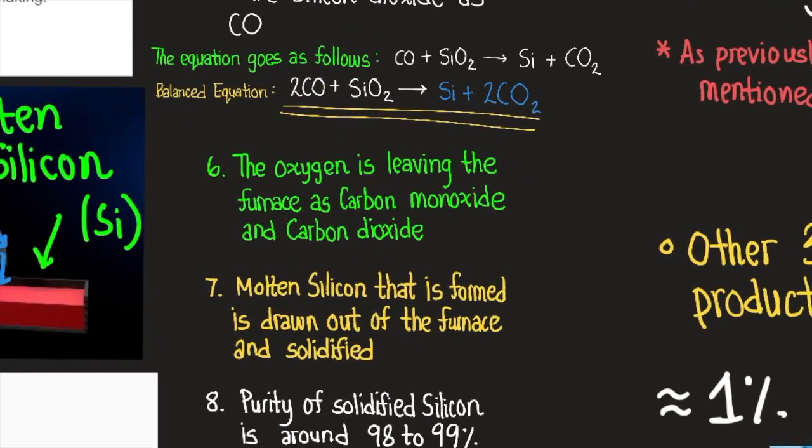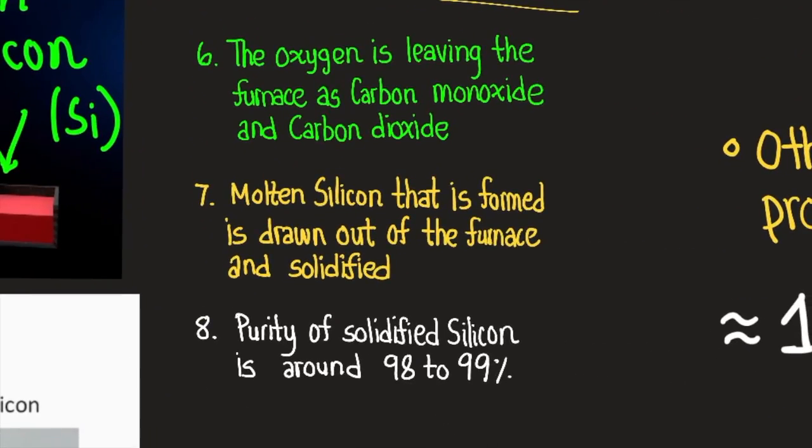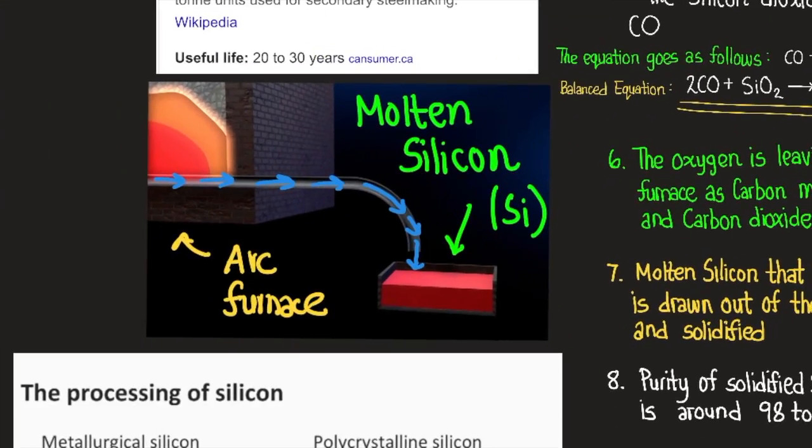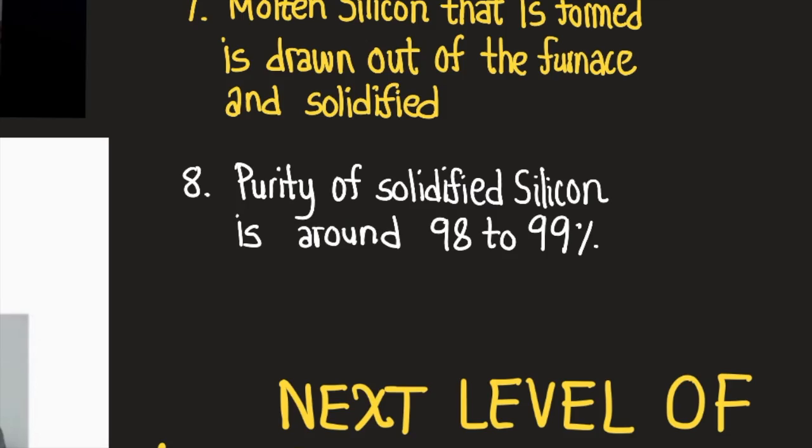So continuing on with these steps. Step number 6, the oxygen is leaving the furnace as carbon monoxide and carbon dioxide. And step number 7, the molten silicon that is formed is drawn out of the furnace and solidified. So here we have that image as previously discussed. And step number 8, the purity of the solidified silicon is around 98 to 99%, which is as close as we can get to in real life. Because in the ideal real world, nothing is ever 100%.